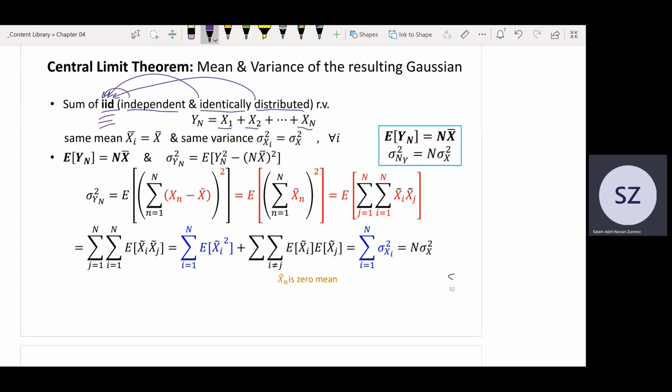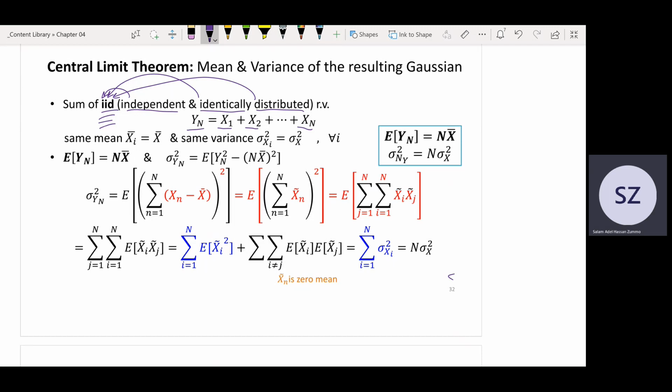So here we have yn, which is a sum of n random variables. Because of that, we give it n: yn is x1 plus x2 and so on, where these x's are independent from each other and identical. They have the same distribution.